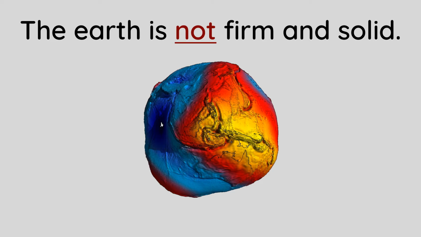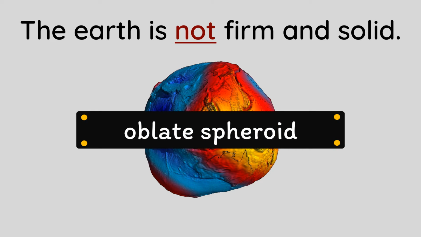First, the Earth is not firmly round and solid. There are some soft, flat, and bulging parts. In fact, we can compare it to an overly ripe orange fruit. This shape is called an oblate spheroid.